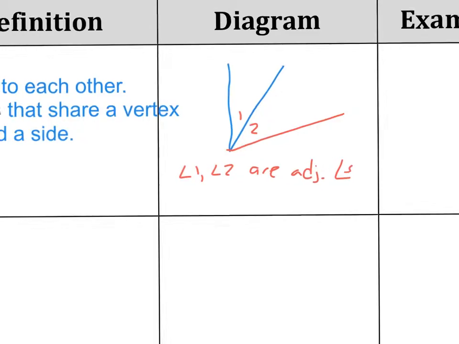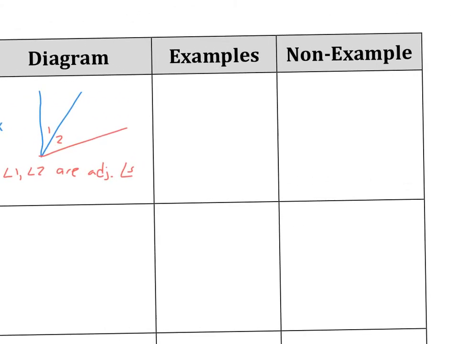Now, a non-example is probably important here because if I were to diagram this and call angle 1 right here, and then all of this is angle 2, these two are not adjacent, because angle 1 is inside of angle 2. But Swenson, they share a vertex and they share this side, right? Yes, that's true, but angle 1 is inside of the other angle. So in this case, we would not say adjacent here.